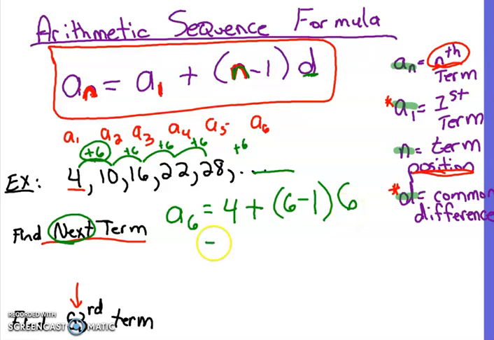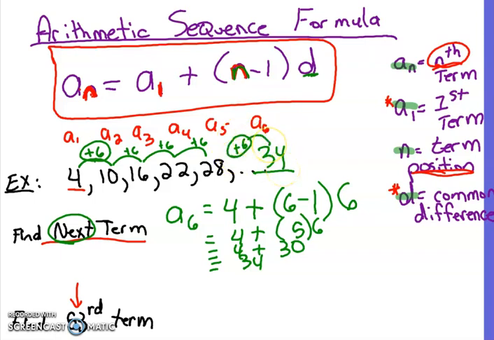And so if I just work this out, so 4 plus, and then 6 minus 1 is 5. And then 5 times 6. So this would be, again, following PEMDAS, so you do multiplication, that's 30. And this would be 34. So the next number is 34. And of course, we could have just found that just by adding 6 in the first place.